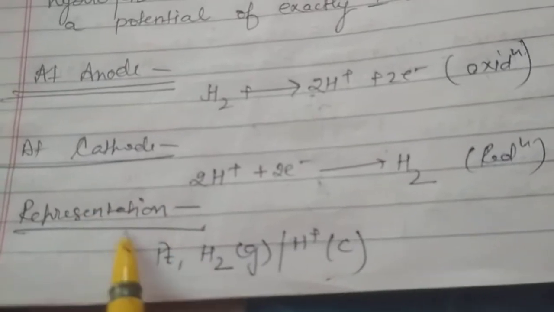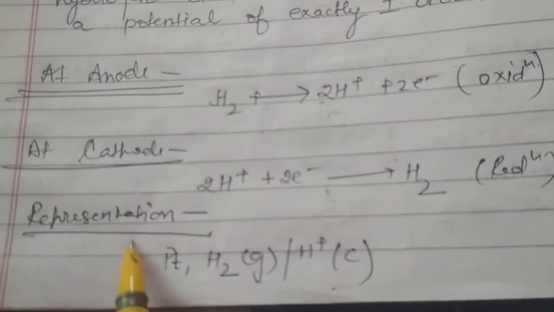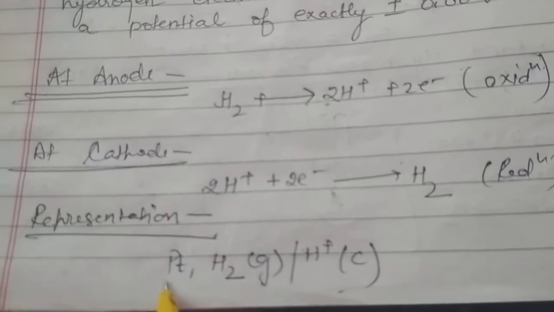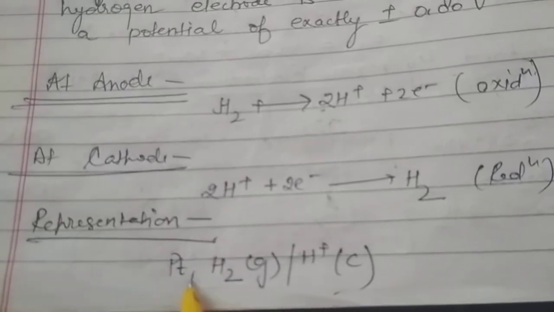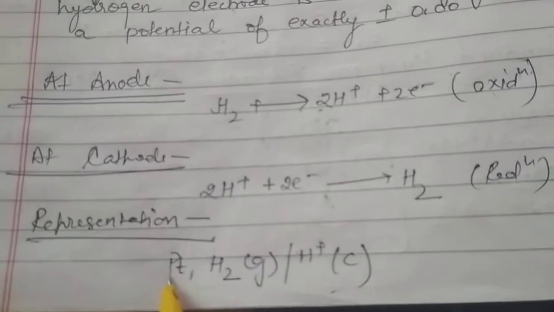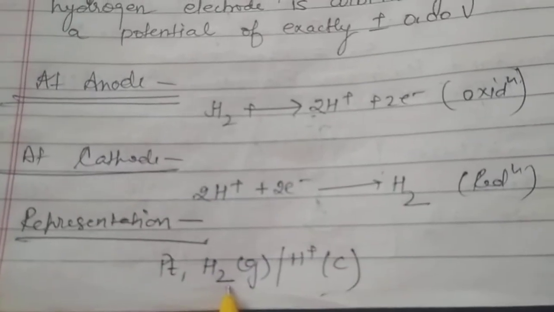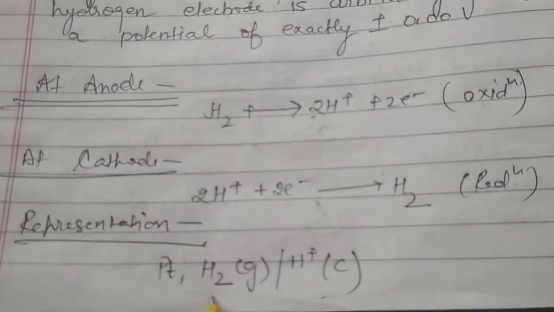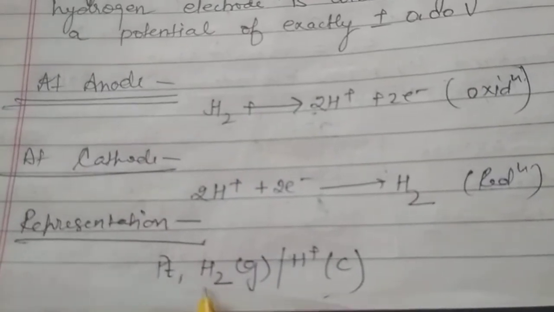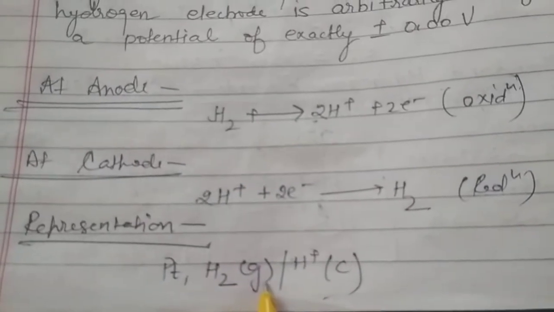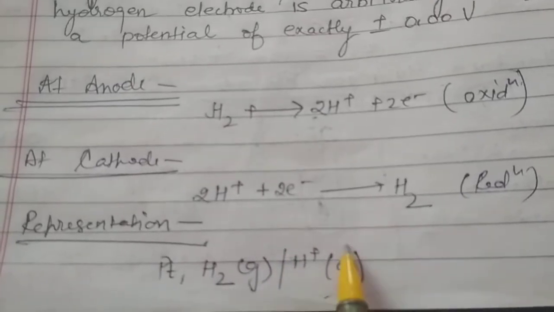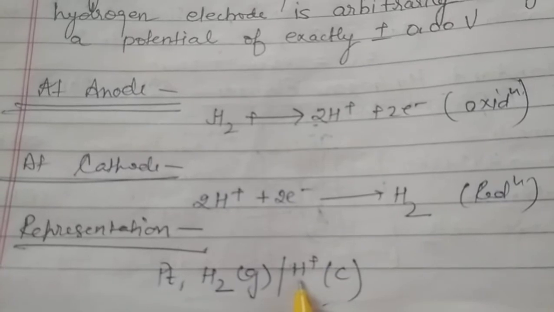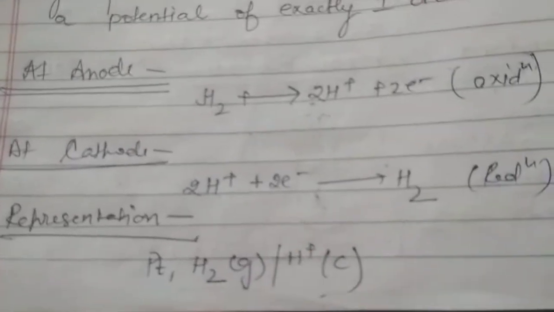Now let's see the representation of the cell. Because in the cell we are to write the metal first. So here, as it is having the inert electrode of platinum, we are to mention platinum here, comma, hydrogen. When it works like an anode, we are able to write it like this: hydrogen gas being oxidized to H+ ion and its concentration. Here we may write aqueous also.